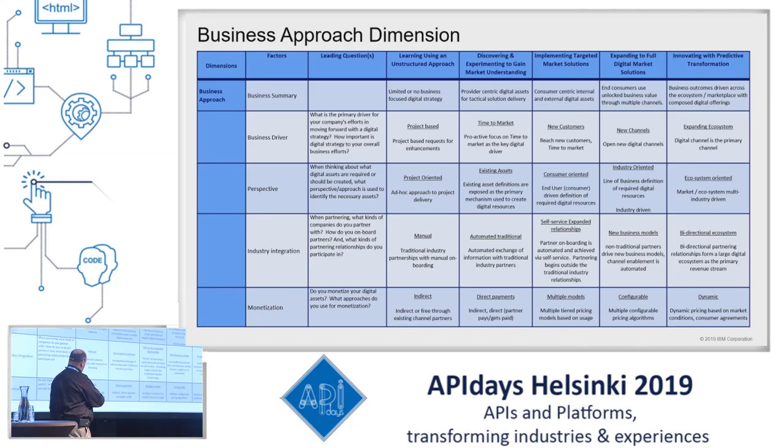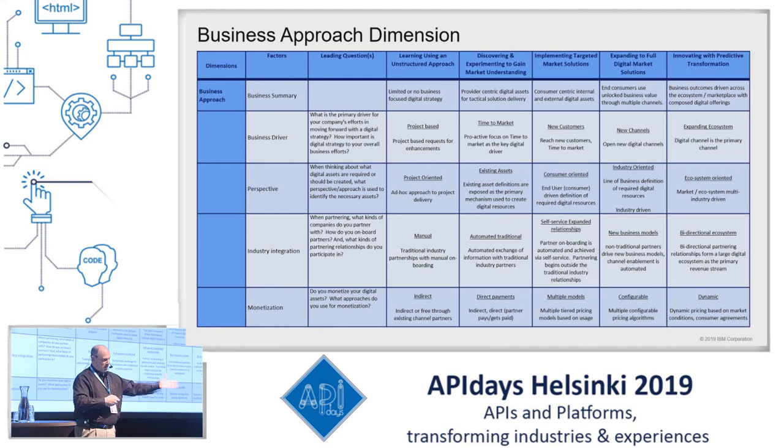And again, this is only one dimension. Here are the four factors that we had underneath that dimension. We saw project-based kinds of scenarios for the basic one. Then they would focus on time to market as the next thing. Then they would drive to new customers and reaching out to get new market share, new channels, and an expanding ecosystem. So that was the titles that went across, with some detailed definitions underneath each one. And again, we did this for each one of the factors. So it's a pretty comprehensive model. You could imagine there was a page like this for all the other dimensions as well.